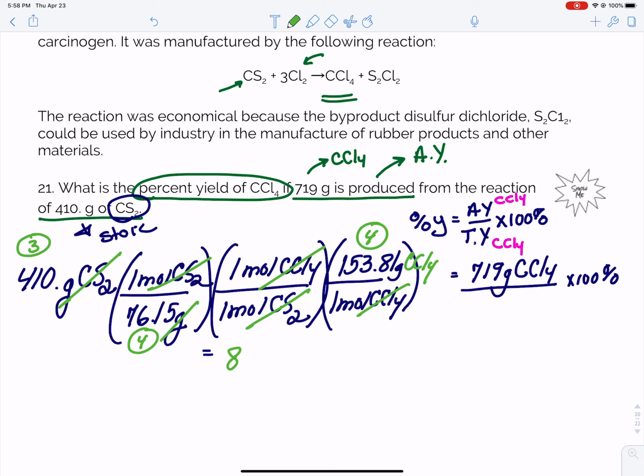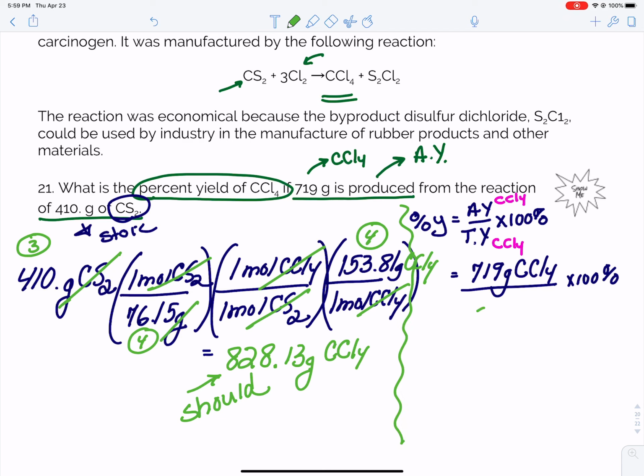So right now, this comes out to be 828.13. Think about what that means. If I start with 410 grams of CS2, I should be able to make this much CCl4. I actually made 719 grams. So to find my percent yield, think of this as a separate problem over here. I take 719 divided by 828.13 grams.